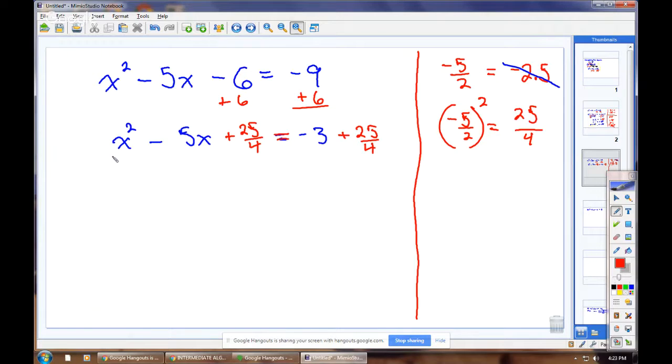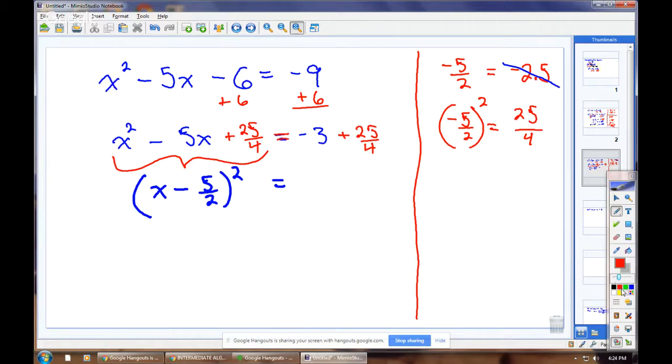Two things happen next. This thing is now a perfect square, because I found the magic perfect square there. So it becomes, I think I messed up my pen, x minus, and this is the first number I want, 5/2. If you multiply this by itself, you get that part above. On the other side, we got to clean this up a little bit.